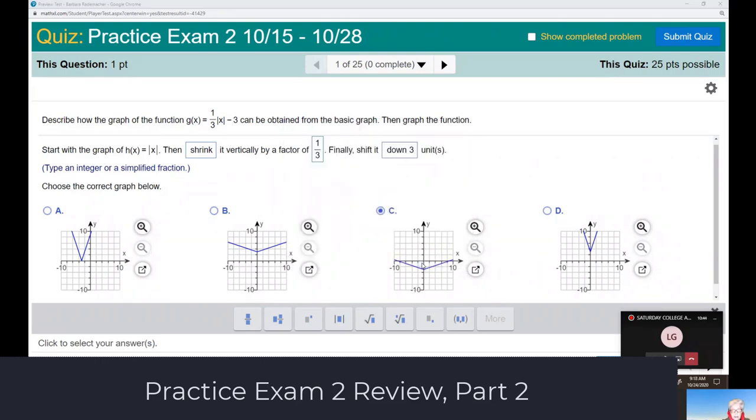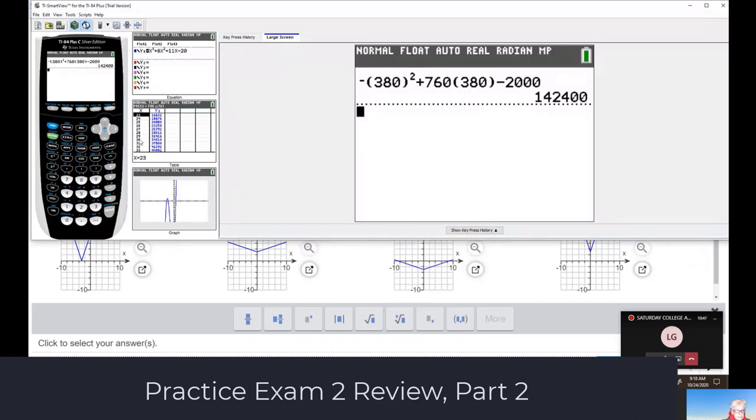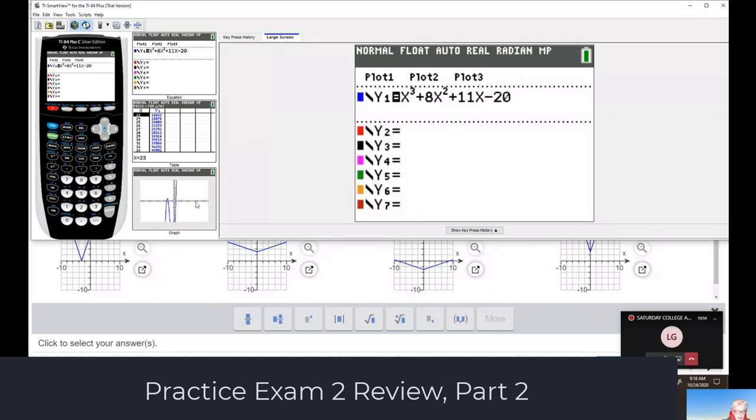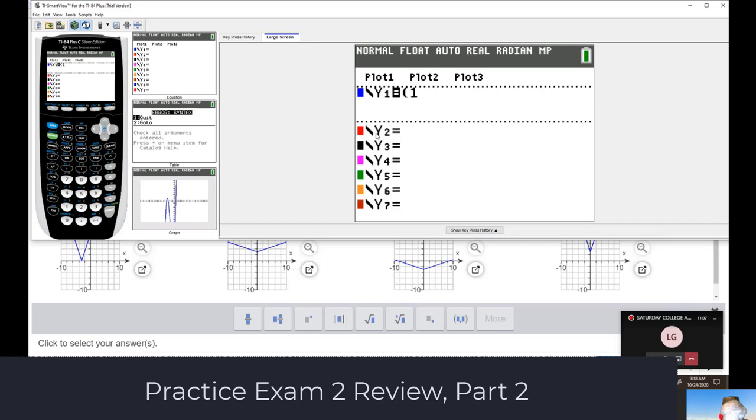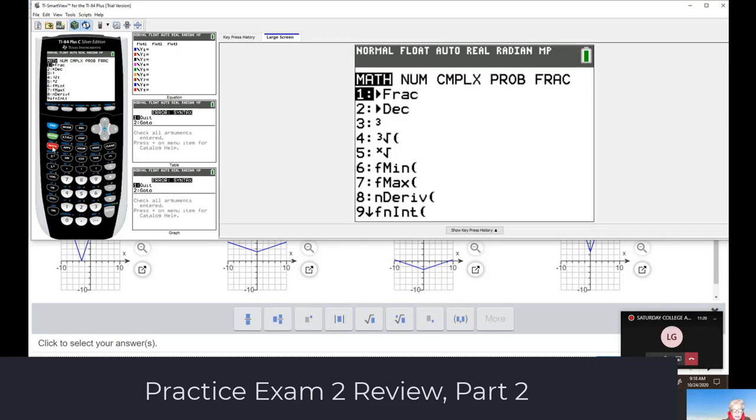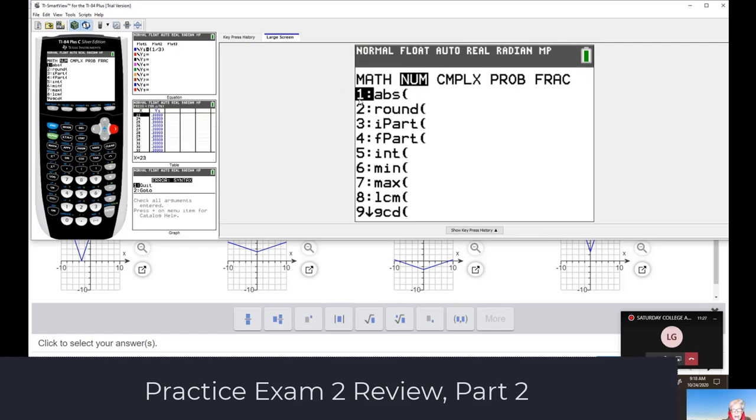So let's do that just to make sure. Okay, so clear and Y equals. Clear that. And we are going to say, parentheses, 1 divided by 3, parentheses closed, times the absolute values, so you click on the math button, and then you hit the right arrow key, so that num is highlighted and abs is right there at the top. So you hit enter.